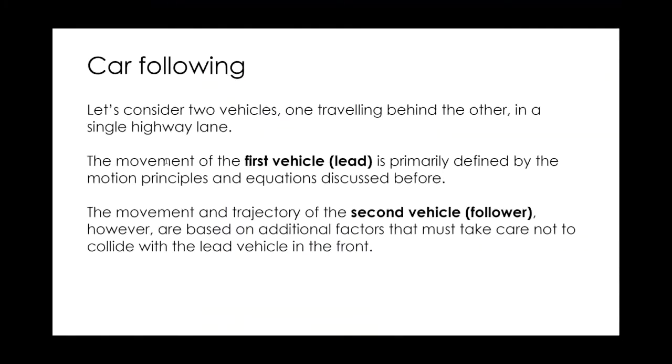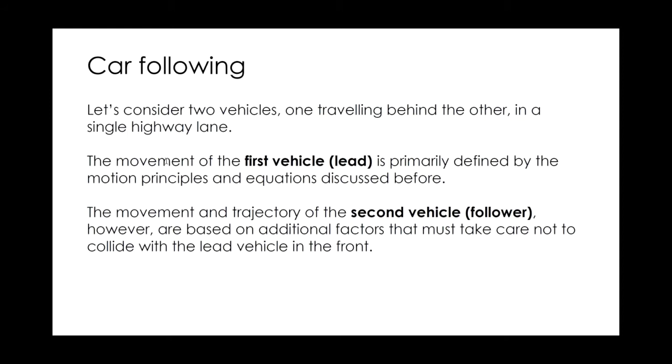And now let's dive into the actual topics that we would like to cover and model and learn about this week. So the first one, as I said, is car following. Let's consider two vehicles, one traveling behind the other in a single highway lane. So there's only one lane and only one direction. And so we're going to go with a very simple case. There's one lane, one vehicle leading and another vehicle following.